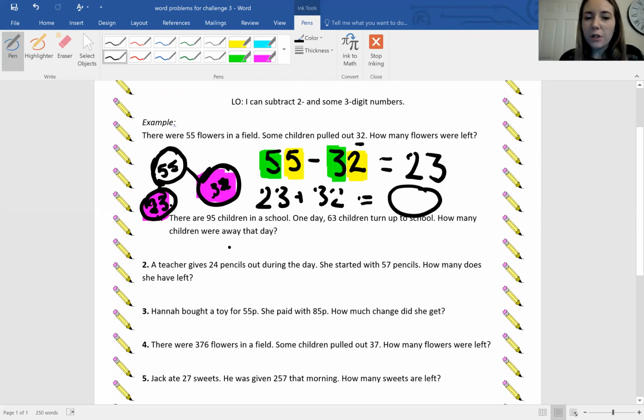As you look down, you might find some questions where the minuend isn't always that obvious. So you need to think about which number is the minuend, which number did the field start with, or the school start with, or how many pencils were there to begin with. And you need to read the words carefully to work that out. And that number will always go first. The minuend will always go first, the number that you started with, before you take it away.